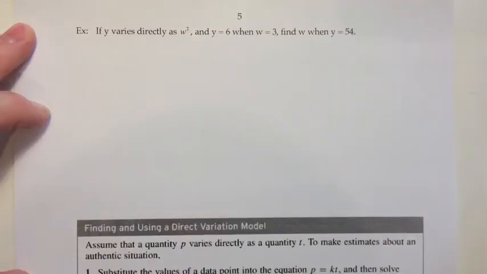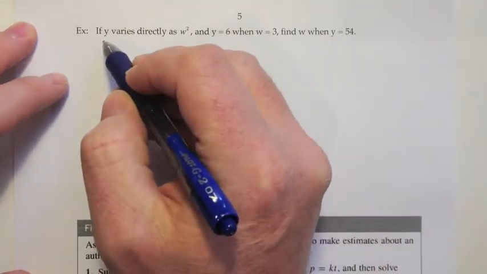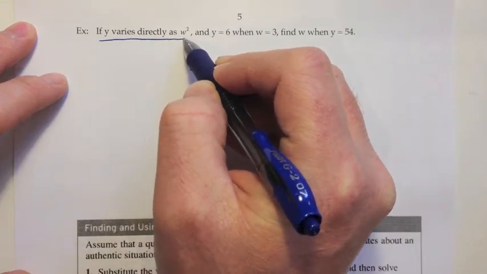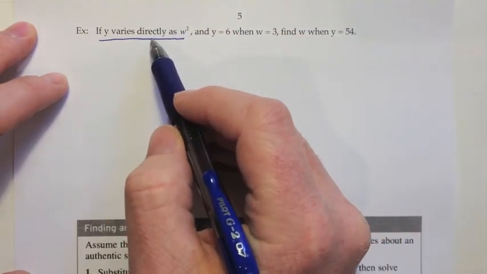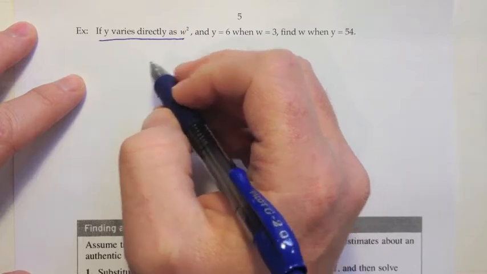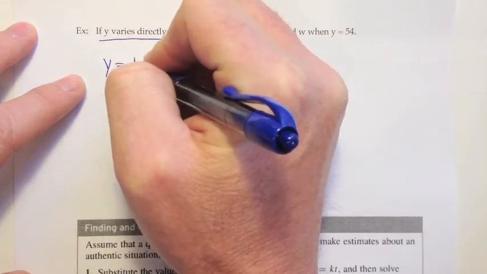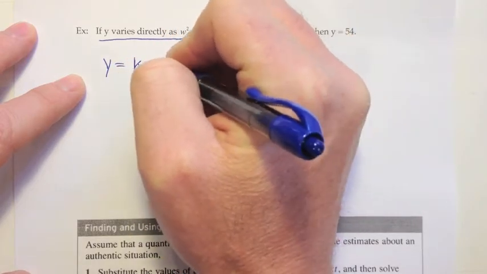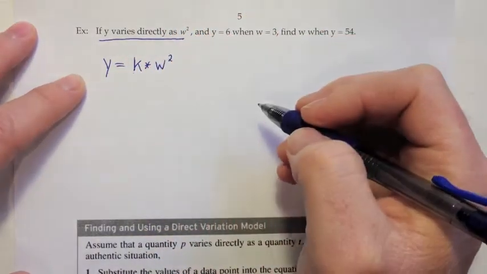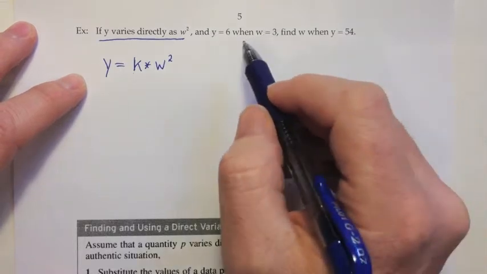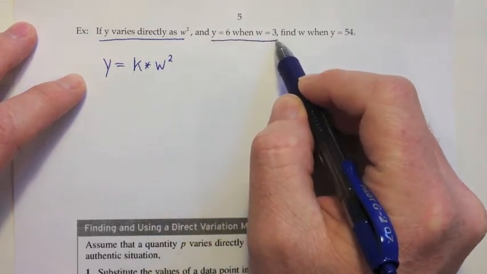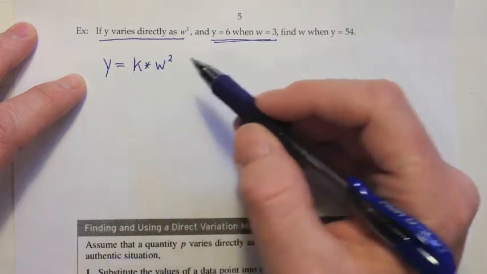If y varies directly as w squared and y equals 6 when w equals 3, then find w when y equals 54. So if we take this first part, where it says if y varies directly as w squared, we know that if it says varies directly as, we're going to substitute k times there. So we're going to say y equals k times, and then it says w squared, so we'll put that in there. So that's kind of the format of our equation, and now we want to use these givens to figure out our constant.